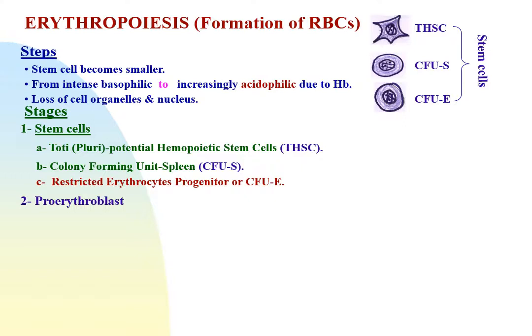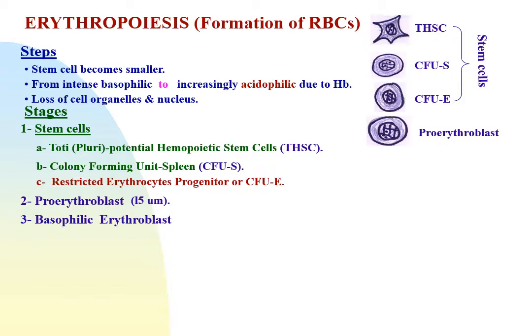Pro-erythroblast is the earliest recognizable precursor of red cell. It is relatively large, about 15 micron in diameter, with a large pale nucleus containing two prominent nucleoli and basophilic cytoplasm. Basophilic erythroblast is smaller than pro-erythroblast, about 13 micron in diameter, and contains a small dark nucleus with no nucleoli and darkly basophilic cytoplasm rich in ribonucleic acid.